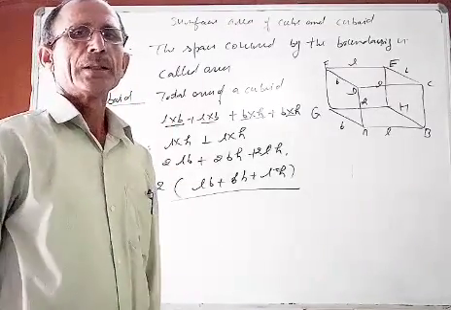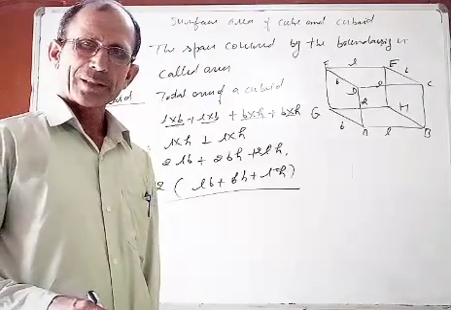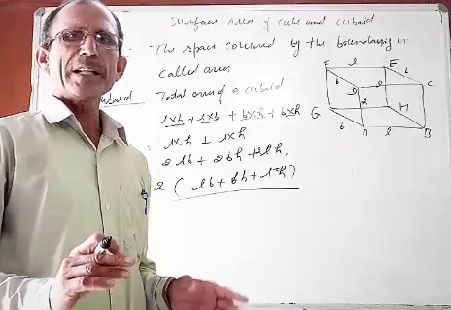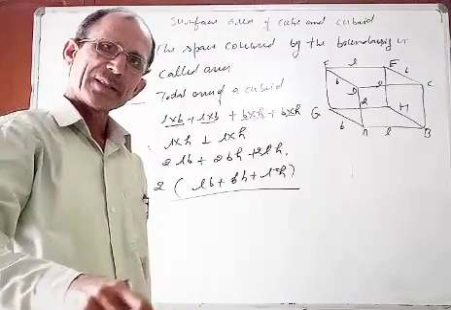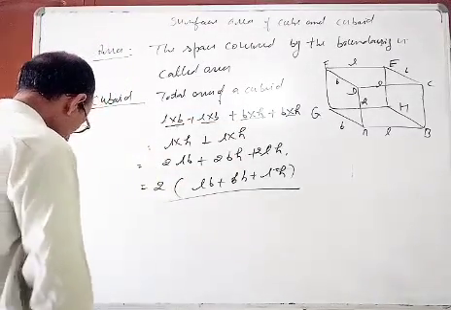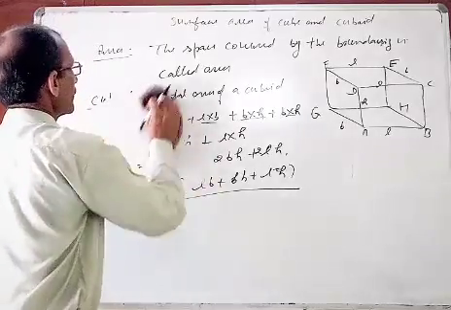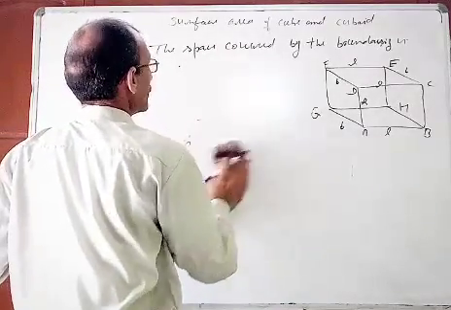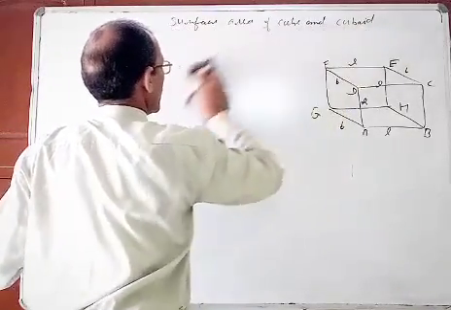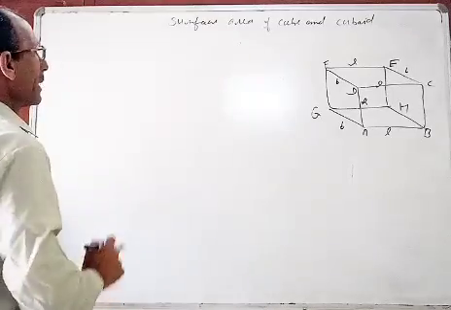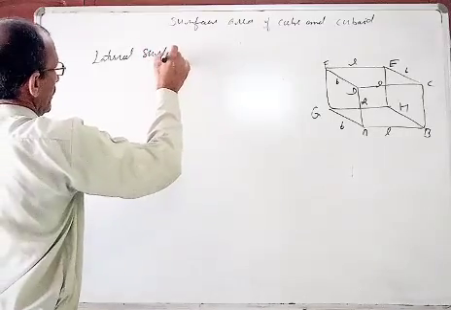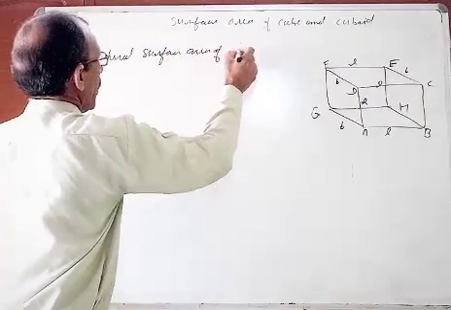After that, lateral surface area, or you can say area of four walls, both are the same. Lateral surface area means excepting top and base. Area of four walls is called lateral surface area. Now, lateral surface area of a cuboid.